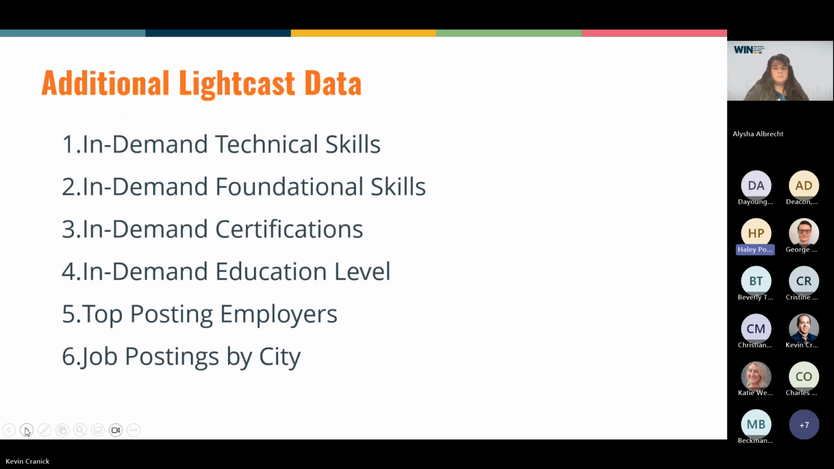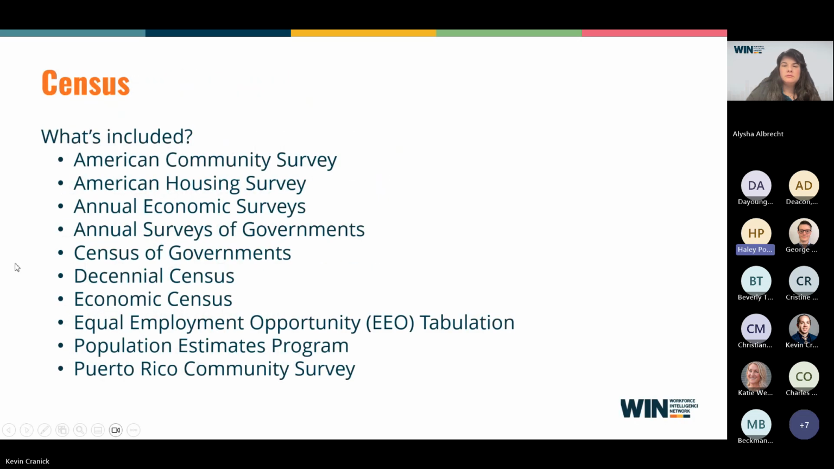We also look at in-demand technical skills, foundational skills, certificates, which I spoke of earlier, education level, the top posting employers within that region, and then the top postings by city of that region. And then on to the next slide. So that's the majority of the Lightcast data that is pulled.